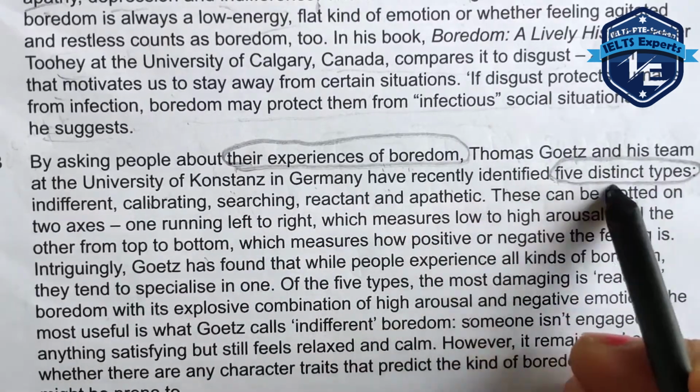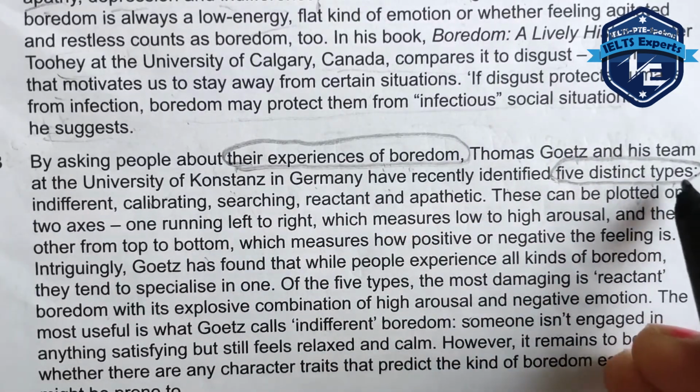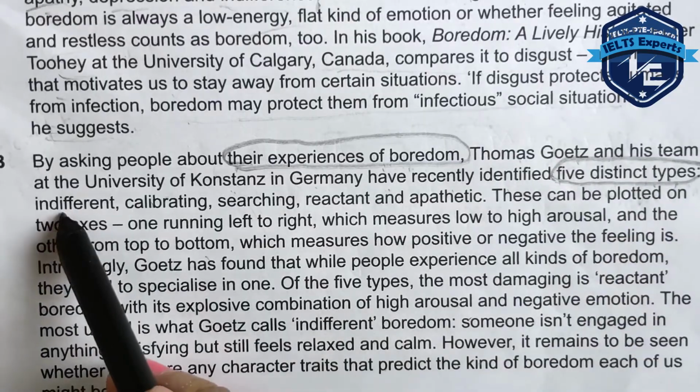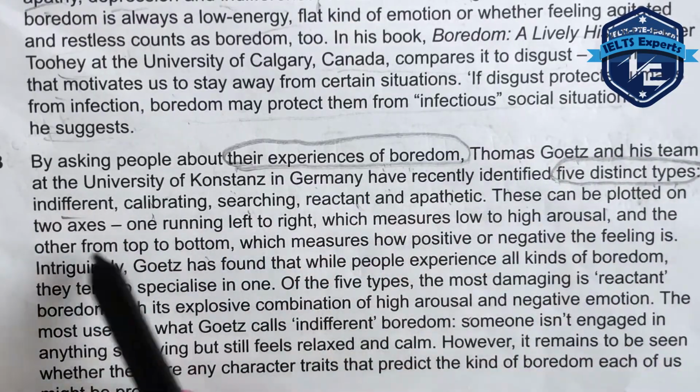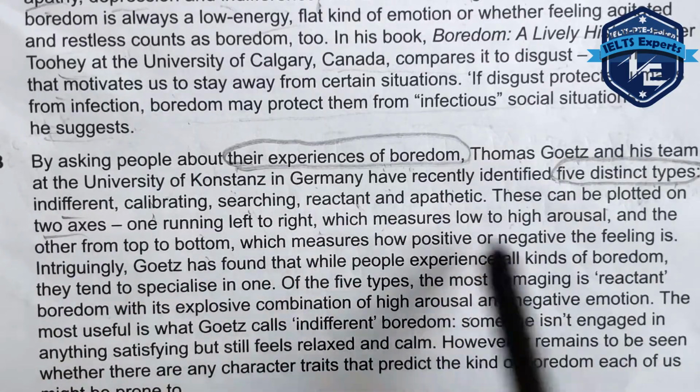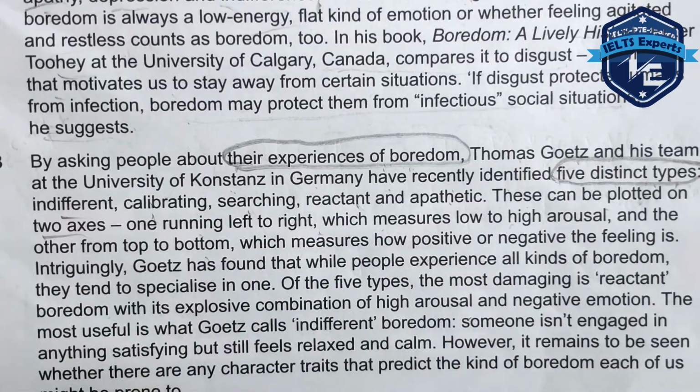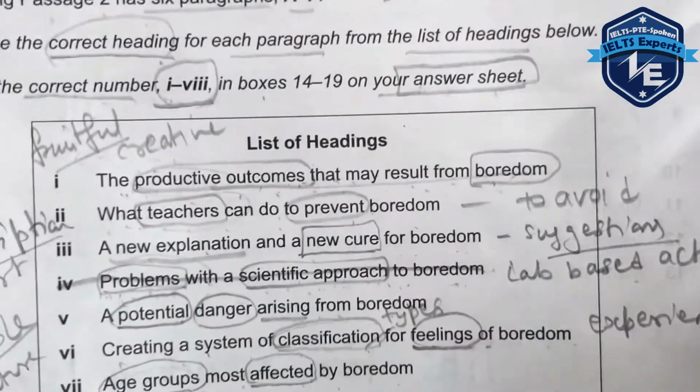Yes, I told you, the word types. Indifferent, calibrating, searching, reactant and apathetic. These can be plotted on 2 axes, one running to left. Okay, let's match the headings. I think we got the clue here.